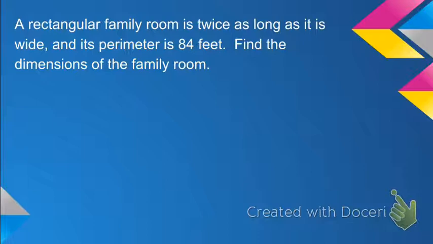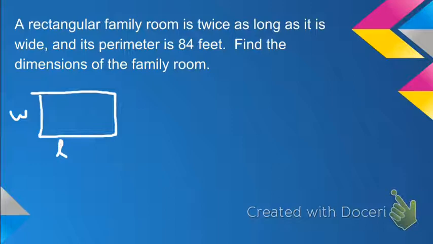So the first one we're going to do says we have a rectangular family room that is twice as long as it is wide, and its perimeter is 84 feet. Find the dimensions of the family room. So we got two variables, two dimensions we need to find, which means we need two equations. So to help us find that, let's draw a little picture. So here's our rectangular family room. We'll say this is the width, this is the length.